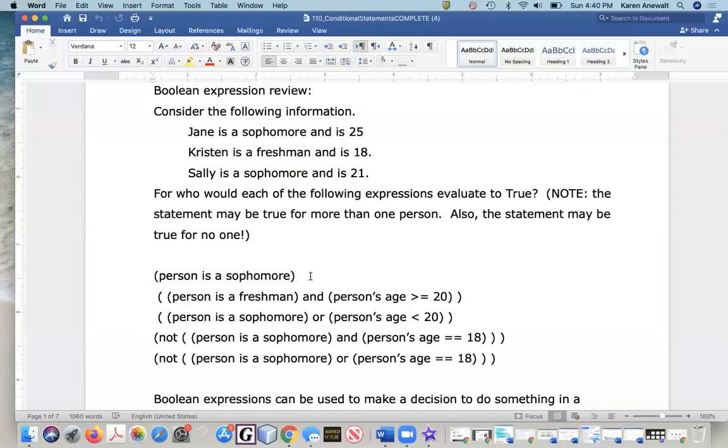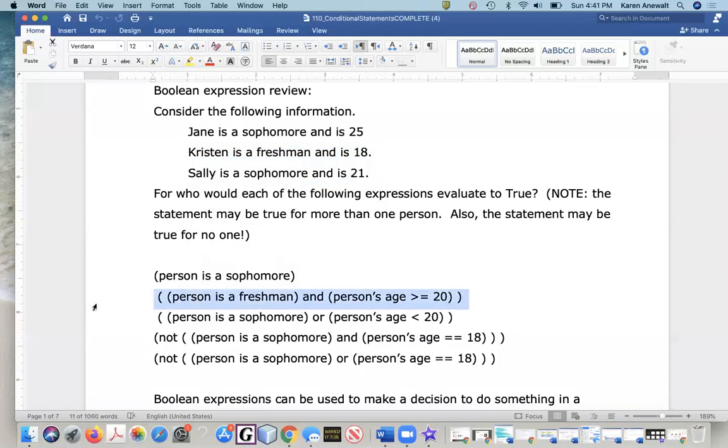If we evaluated this expression, person is a sophomore, using our three students, it would be true for Jane because she's a sophomore, false for Kristen because she's not a sophomore, and true for Sally, who is a sophomore.